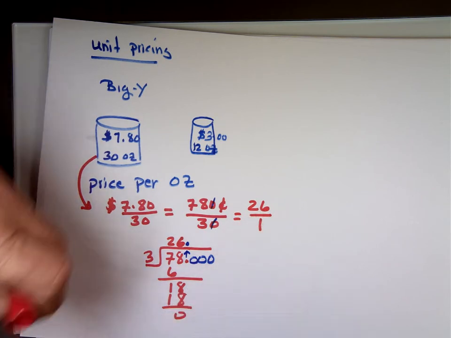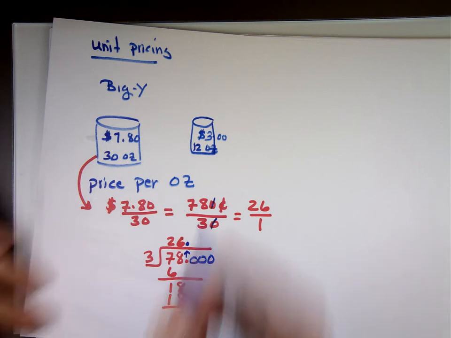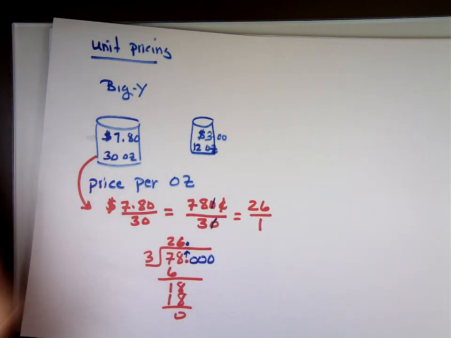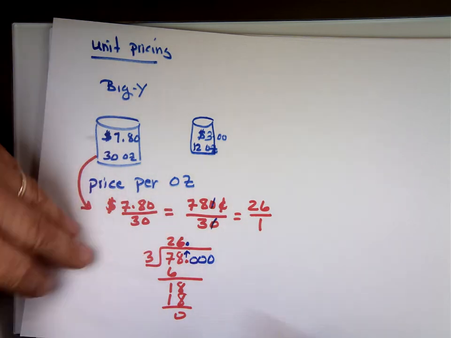Let's look at the little can now. Why'd you add all the zeros? In case I need them, because I don't know if it's going to be a whole number or not. I wasn't sure. So if that was a decimal value, then I have to bring in the zeros.